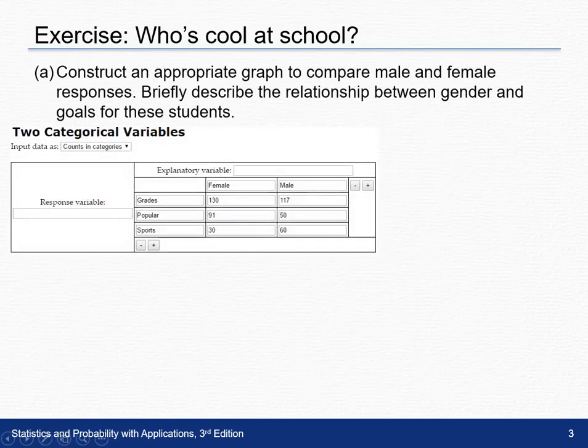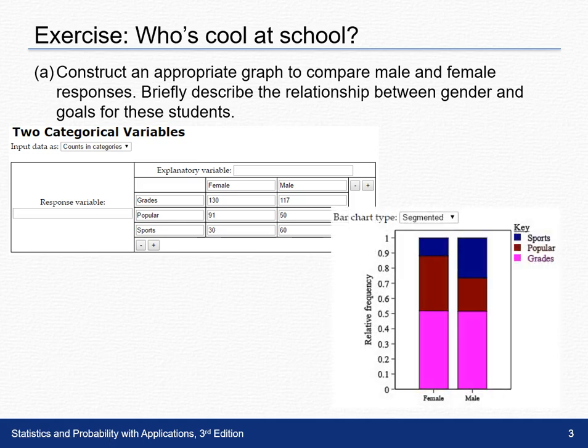So using the applet, I choose two categorical variables. I type in the two-way table that we're given. So I type in the responses, the genders, and the number of students in each of those. And then I choose to make a segmented bar graph. And from this now we can actually describe, it's nicely color coordinated as well. You could do this by hand and you would just have to figure out the relative frequency, or the proportions excuse me, from each males and females, sports, popular, grades.